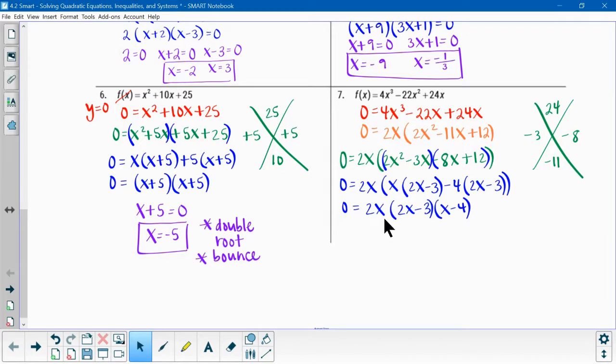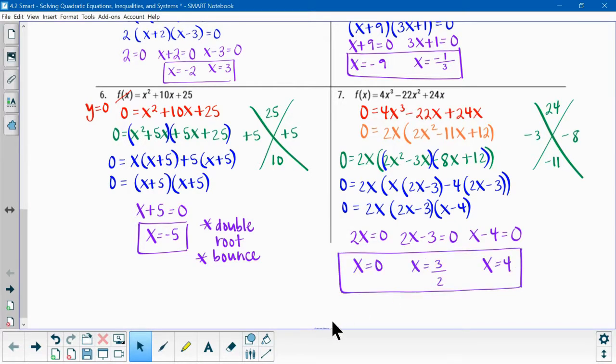Now I'm going to set all three factors equal to 0. So I have 2x equals 0, 2x minus 3 equals 0, and x minus 4 equals 0. I'm going to go ahead and solve all of these, and notice in this case, I do have an answer. With my first problem, we said 2 can't equal 0, so we ignored it. Here, 2x can equal 0 if x is equal to 0. Don't forget about this term.